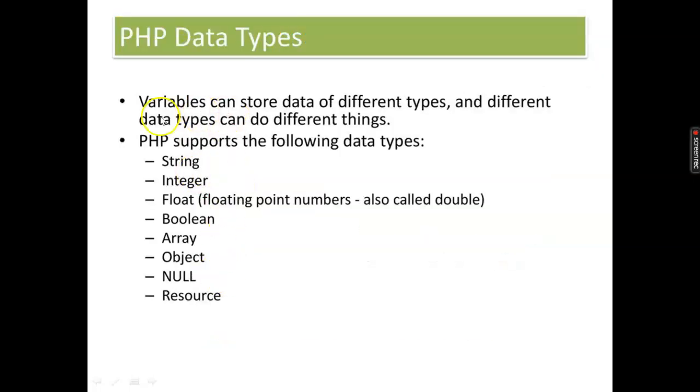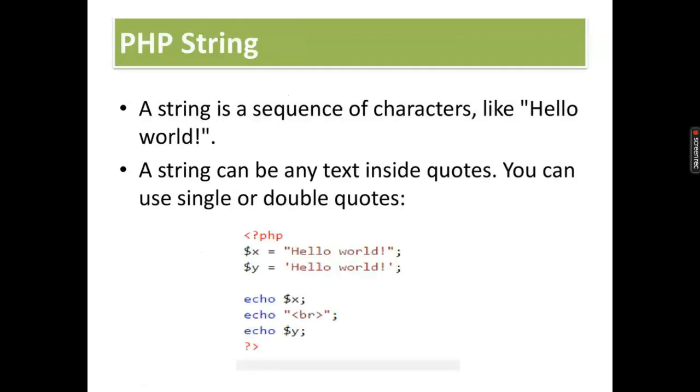These are the data types. Variables can store data of different types, and different data types can do different things. PHP supports the following data types: string, integer, float, boolean, array, object, null, resource.